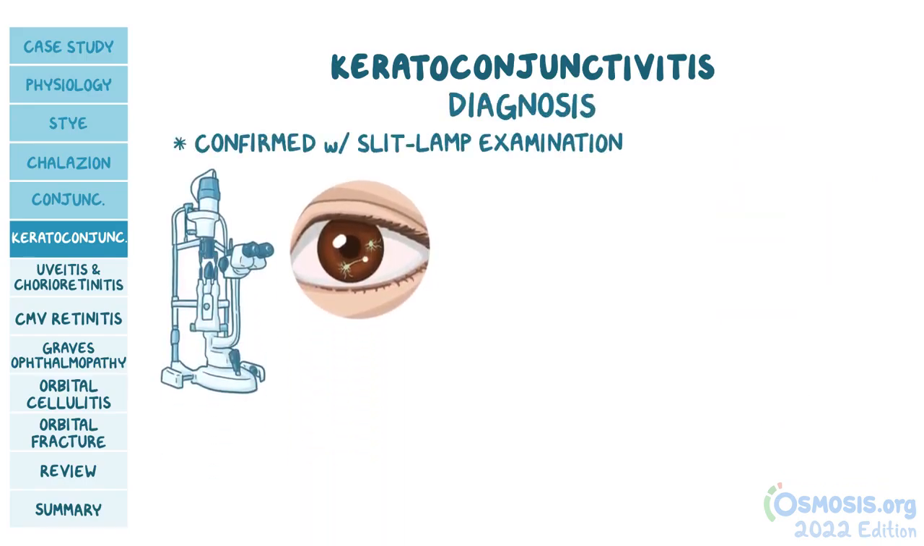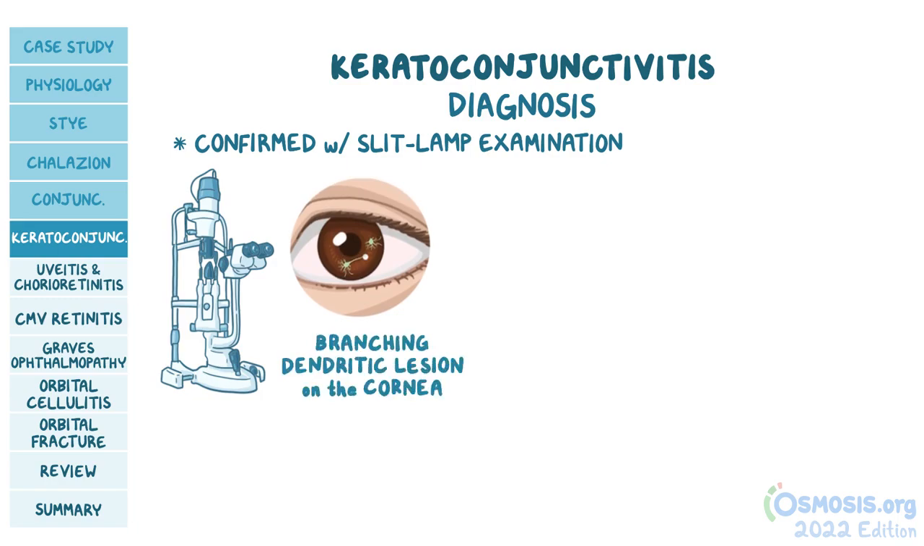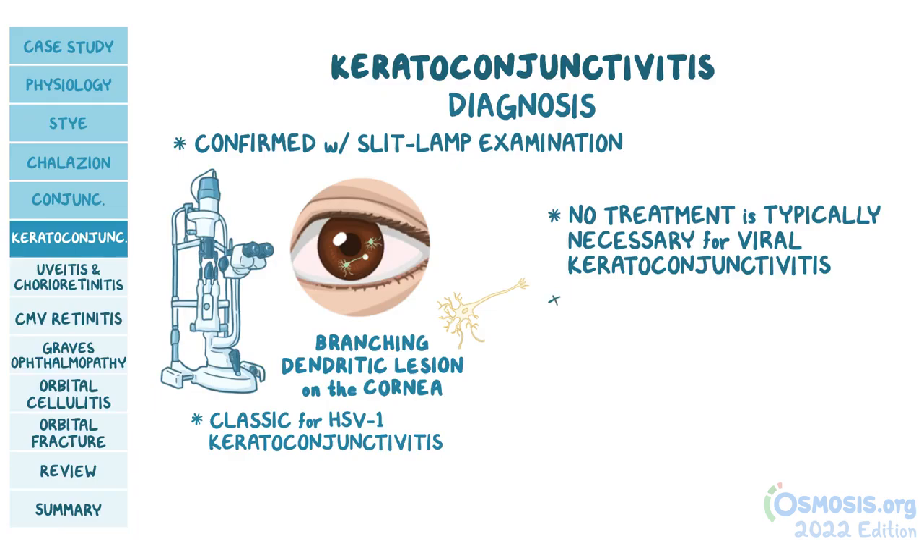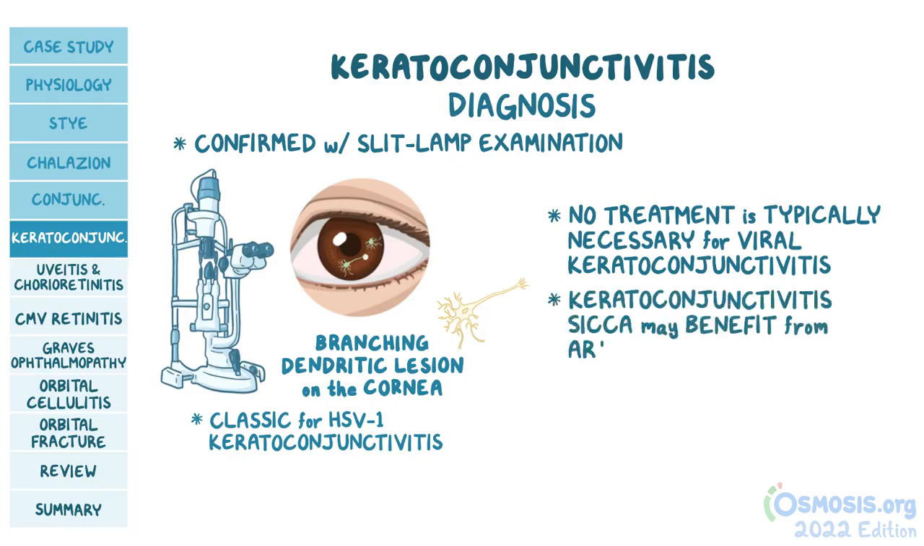This might show a branching dendritic lesion on the cornea, which looks a bit like the tree-like dendrites of a neuron, and this pattern is classic for herpes simplex virus type 1 keratoconjunctivitis. No treatment is typically necessary for viral keratoconjunctivitis, while keratoconjunctivitis sicca may benefit from artificial tears or lubricants.